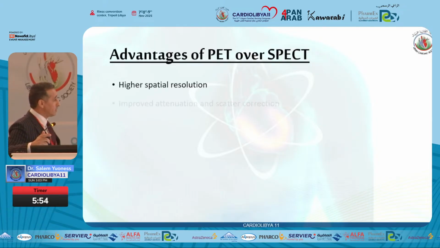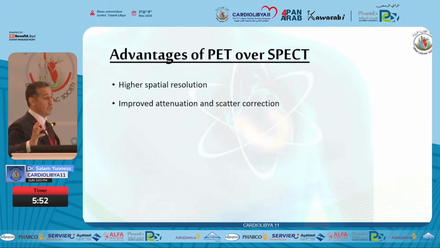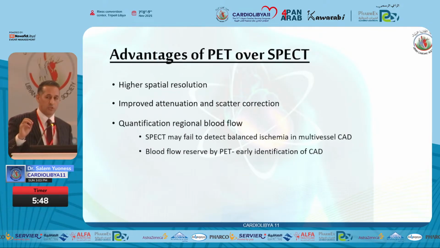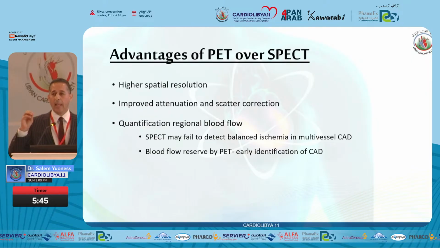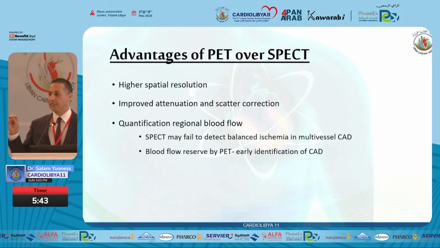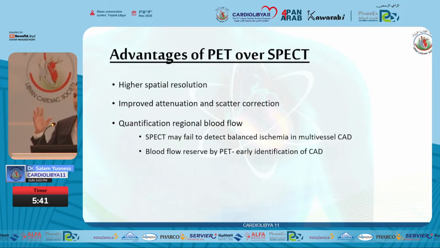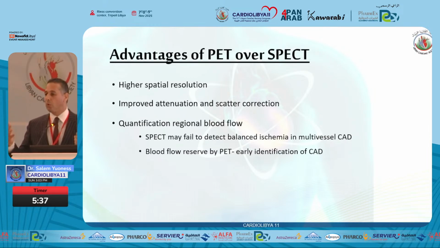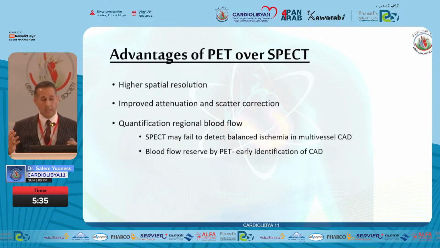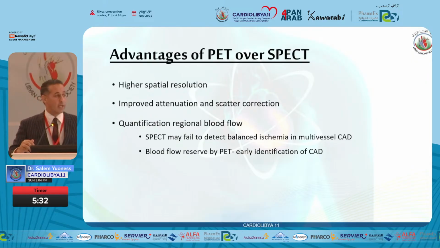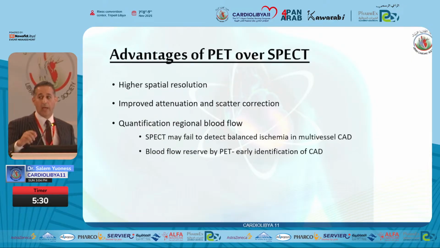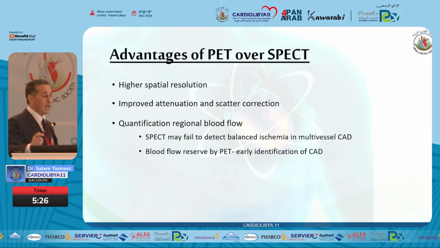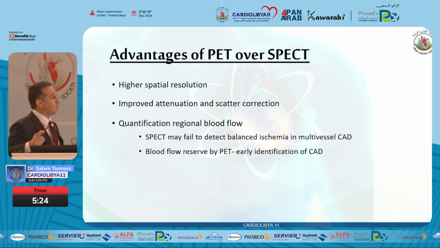What are the advantages? High spatial resolution, improved attenuation and scatter correction, and you can do quantification of regional blood flow. This is very important. You will face balanced multivessel disease. You do a quantification for the SPECT. So when you have the 3 blood vessels affected, it will show up for you as normal because all of them are abnormal. In the PET scan, you can do the quantification of regional blood flow, and that can eliminate the problem, which is the balanced multivessel disease. And this is the trend these days, and it will come more and more in the future.